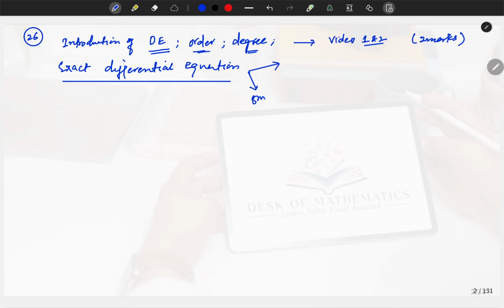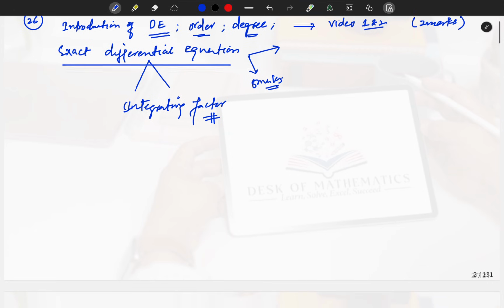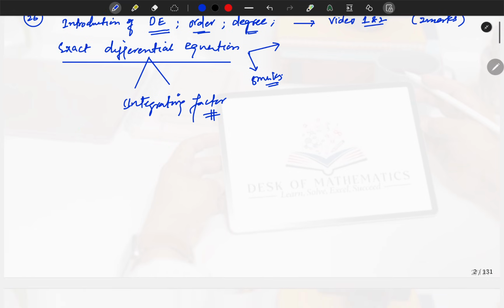And it may be for 5 marks, where they will give the differential equation and you have to find the solution, or you have to reduce it into the exact differential equation. So in the exact differential equation you have to find the solution. Otherwise, if it is not exact, then you have to make it exact by the integrating factor. So there may be the chances they will ask you the definition of the integrating factor, and they will give you the differential equation and ask you what is the integrating factor for this.